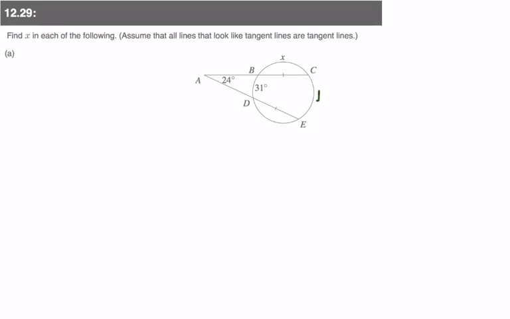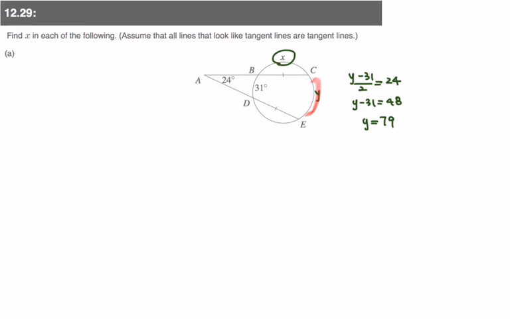Here we have number 29. Since we don't know the outer arc EC right over here, let's call that y. So we get (y minus 31) divided by 2 must be equal to 24. So that's how we figure out the angle formed by two secant lines. Then we realize that y minus 31 is equal to 48, hence y is equal to 79.